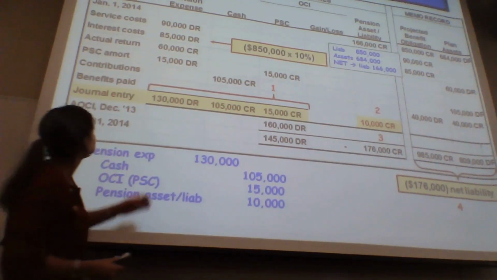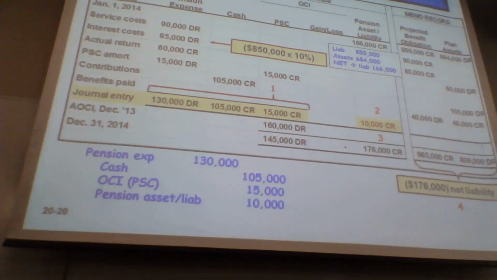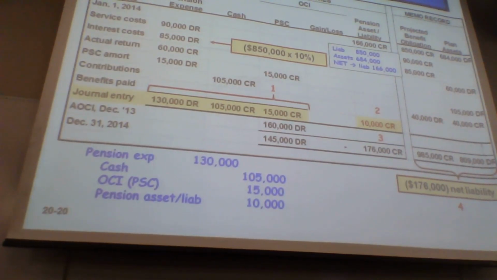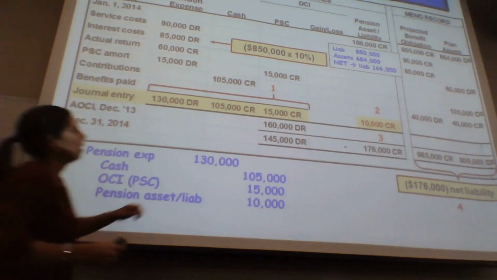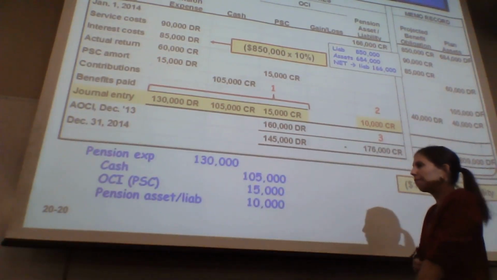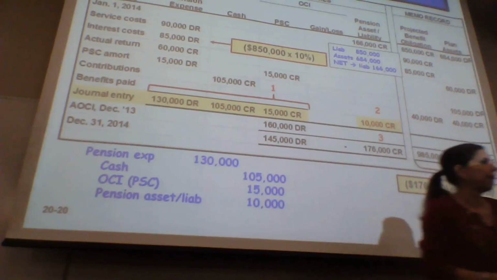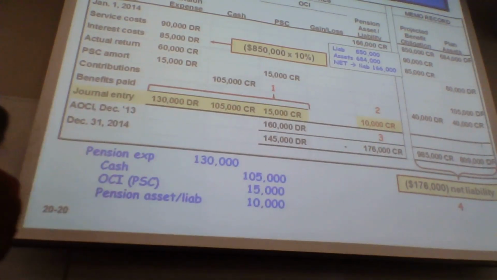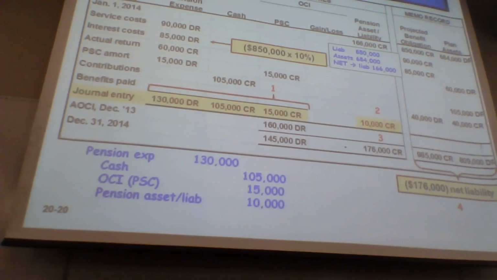And then the final thing here is they did give us a beginning balance of accumulated other comprehensive income of 160K. We adjusted it 15,000, so now the ending balance is 145. So the accumulation of our net income numbers shows up in retained earnings.